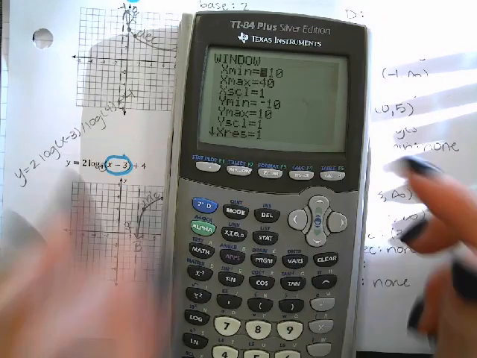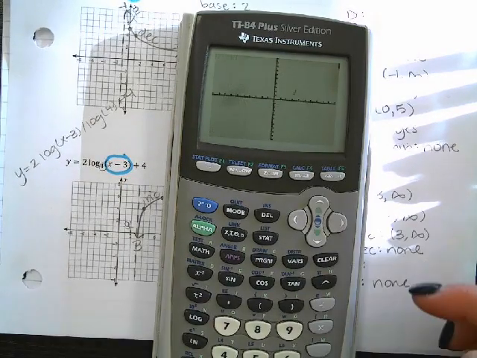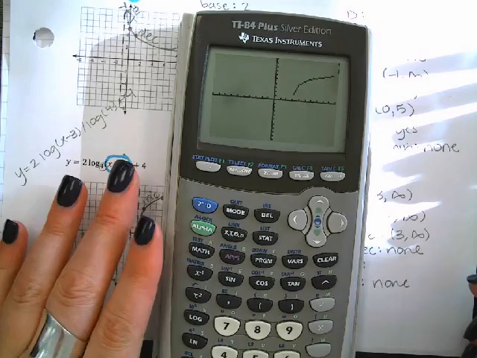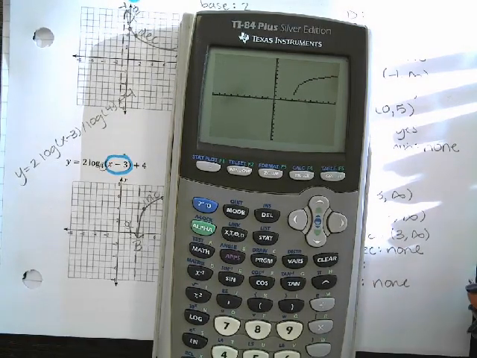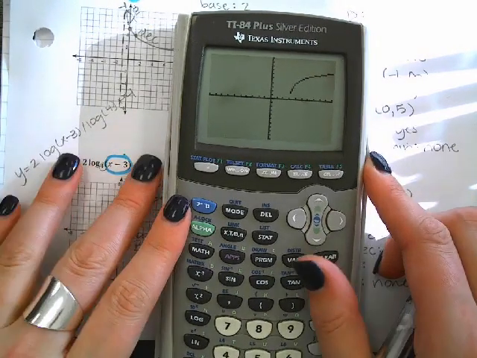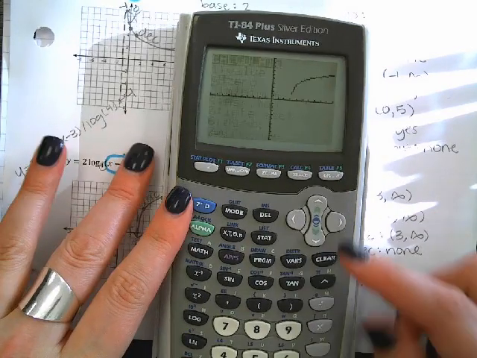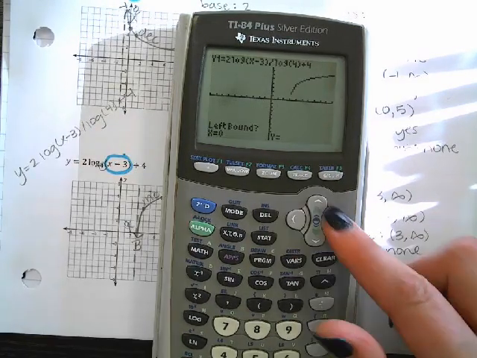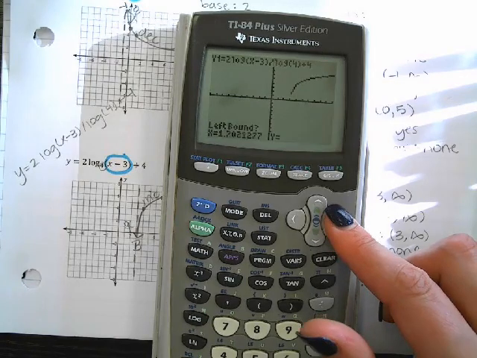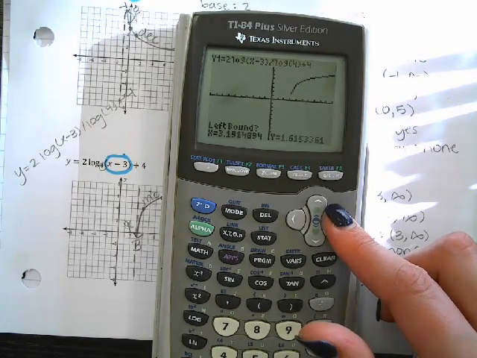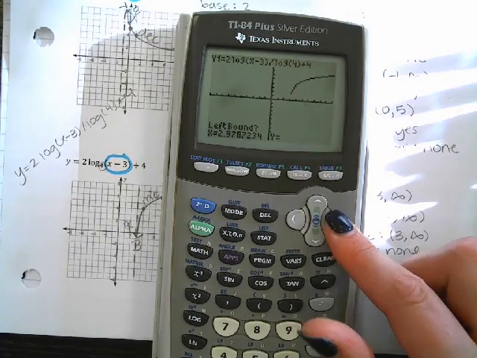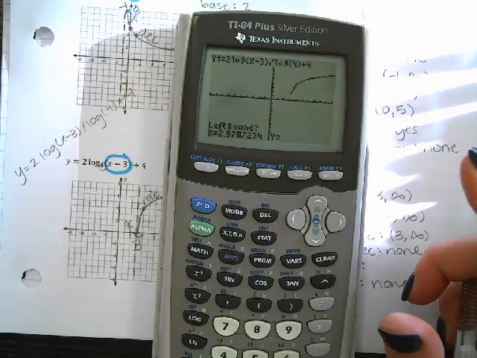I'm going to go ahead and change my window back to normal. Okay. So we have 2 different options for how we can find this. If you try to do second trace, option number 2, and you try to scroll left and right, the calculator is not going to let you do left bound, right bound. You just can't do anything on the left side. It just won't do it for you.